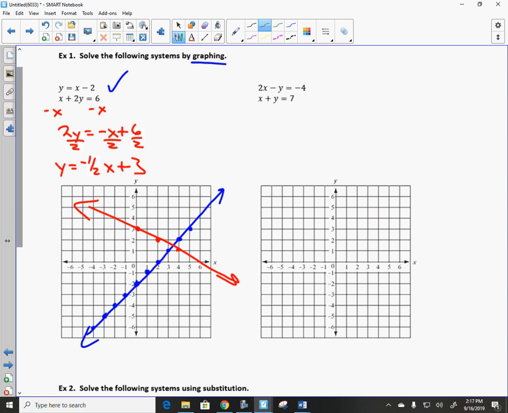Doesn't look like they intersected at a perfect spot, do they? So that's the trouble with graphing, is sometimes you're estimating the point of intersection. And I would estimate this to be about 3.5 and about 1.5. Would you say that's a decent estimation?